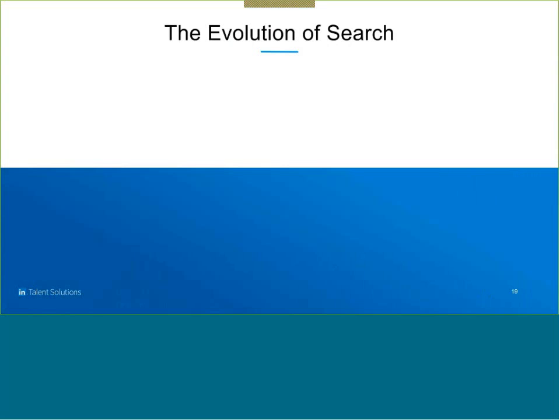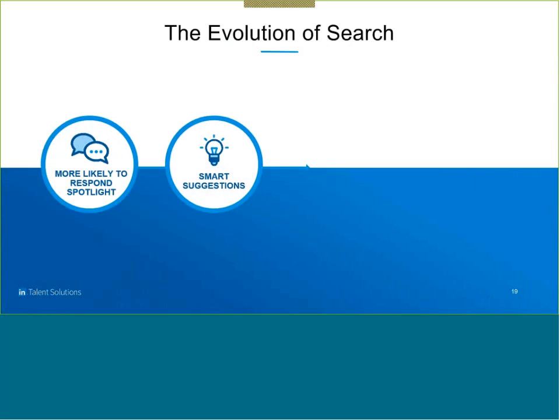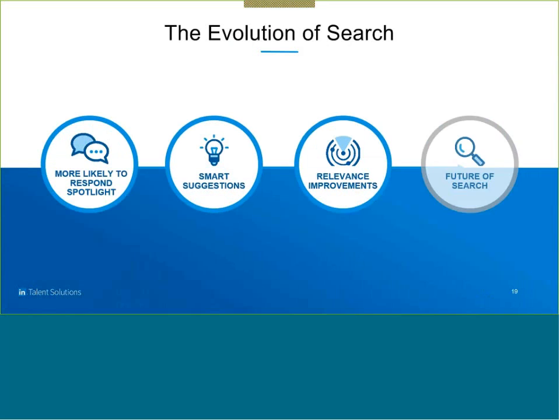So let's think about the evolution of search. As you've heard, we're already at the beginning of that journey. Over the last few years, we've invested significantly in AI and machine learning technology, where you can take your knowledge of experience and combine that with our data set to make better recommendations. And these investments have led to features that you're going to be familiar with. The more likely to respond spotlight, where we can recommend candidates who are most likely to come back to emails based on that hiring marketplace data that I showed you.